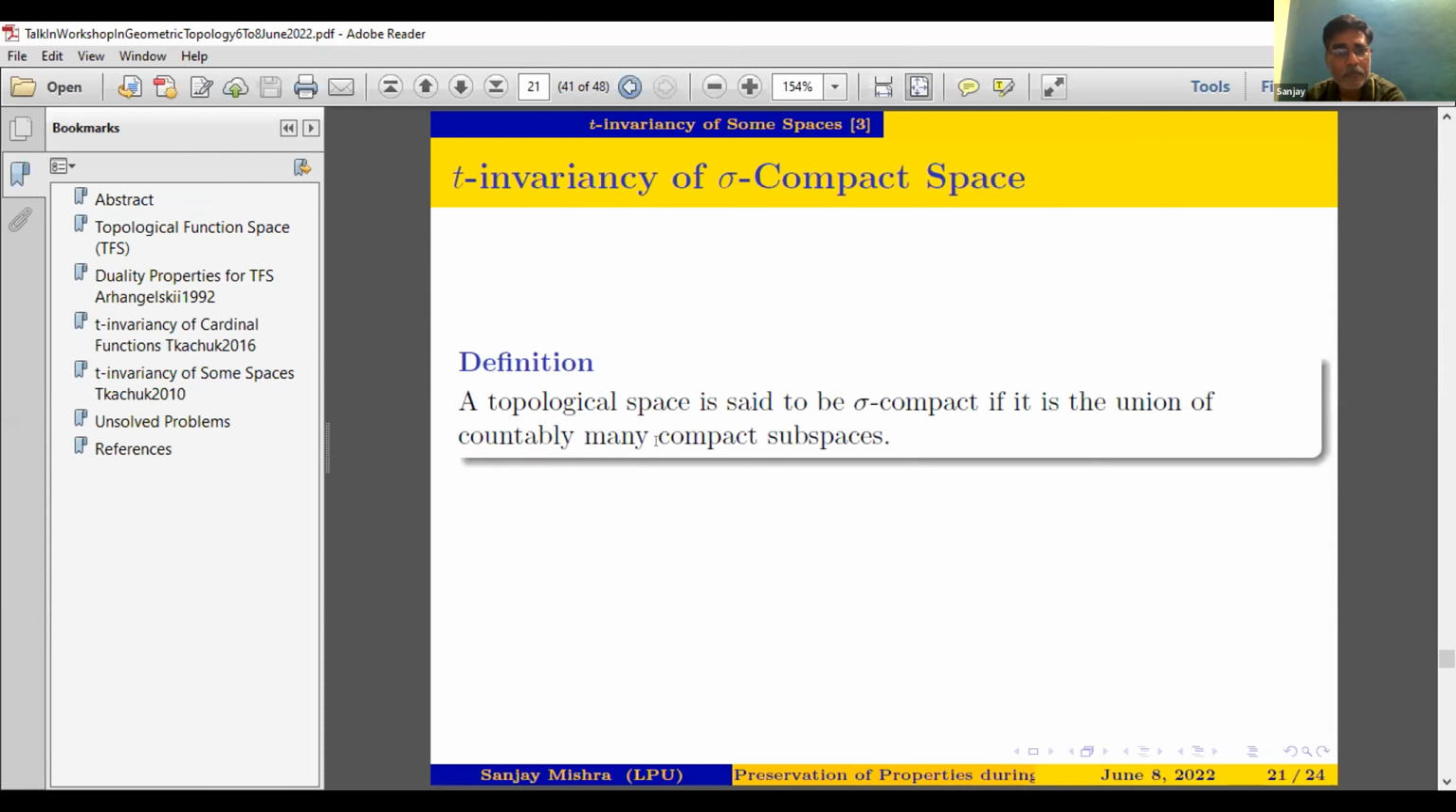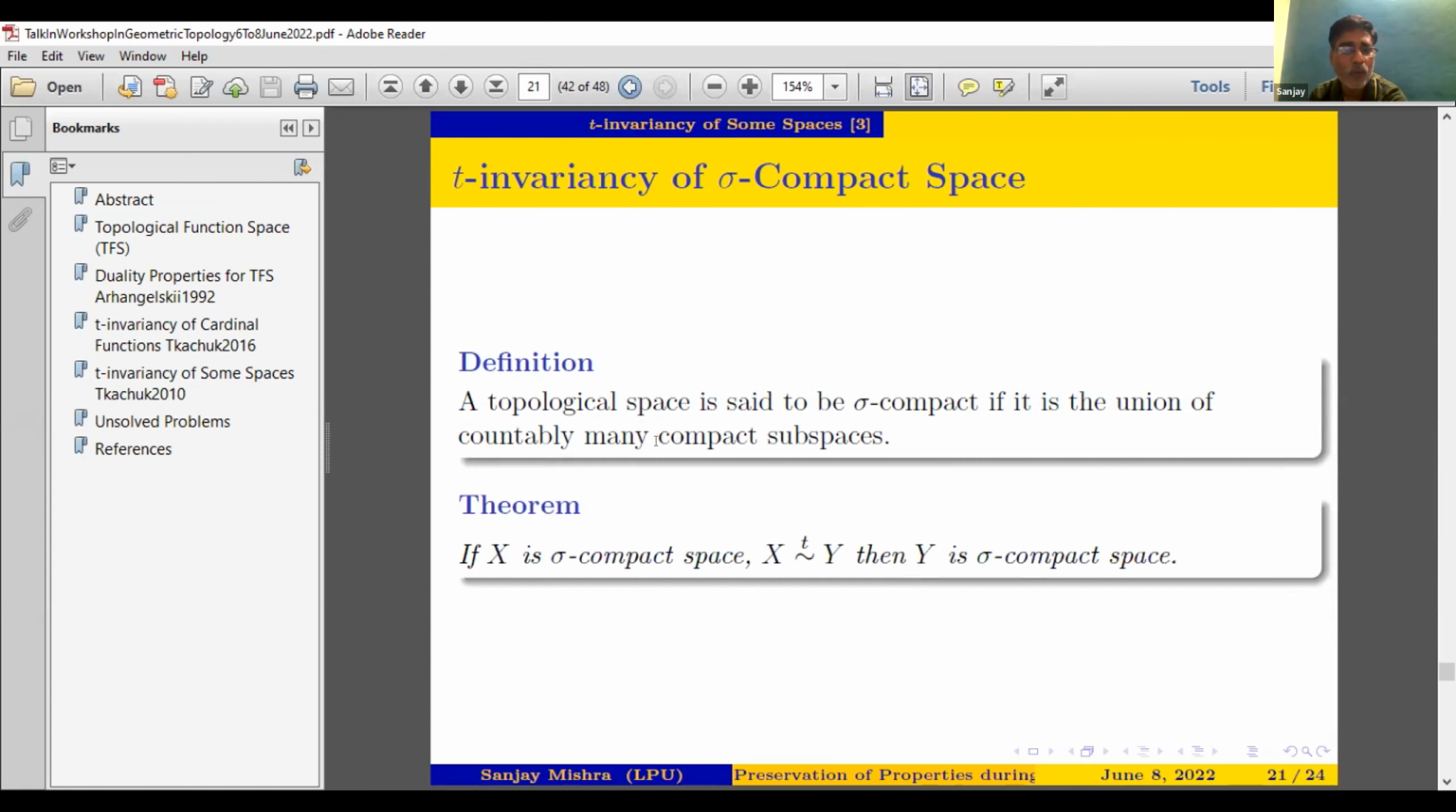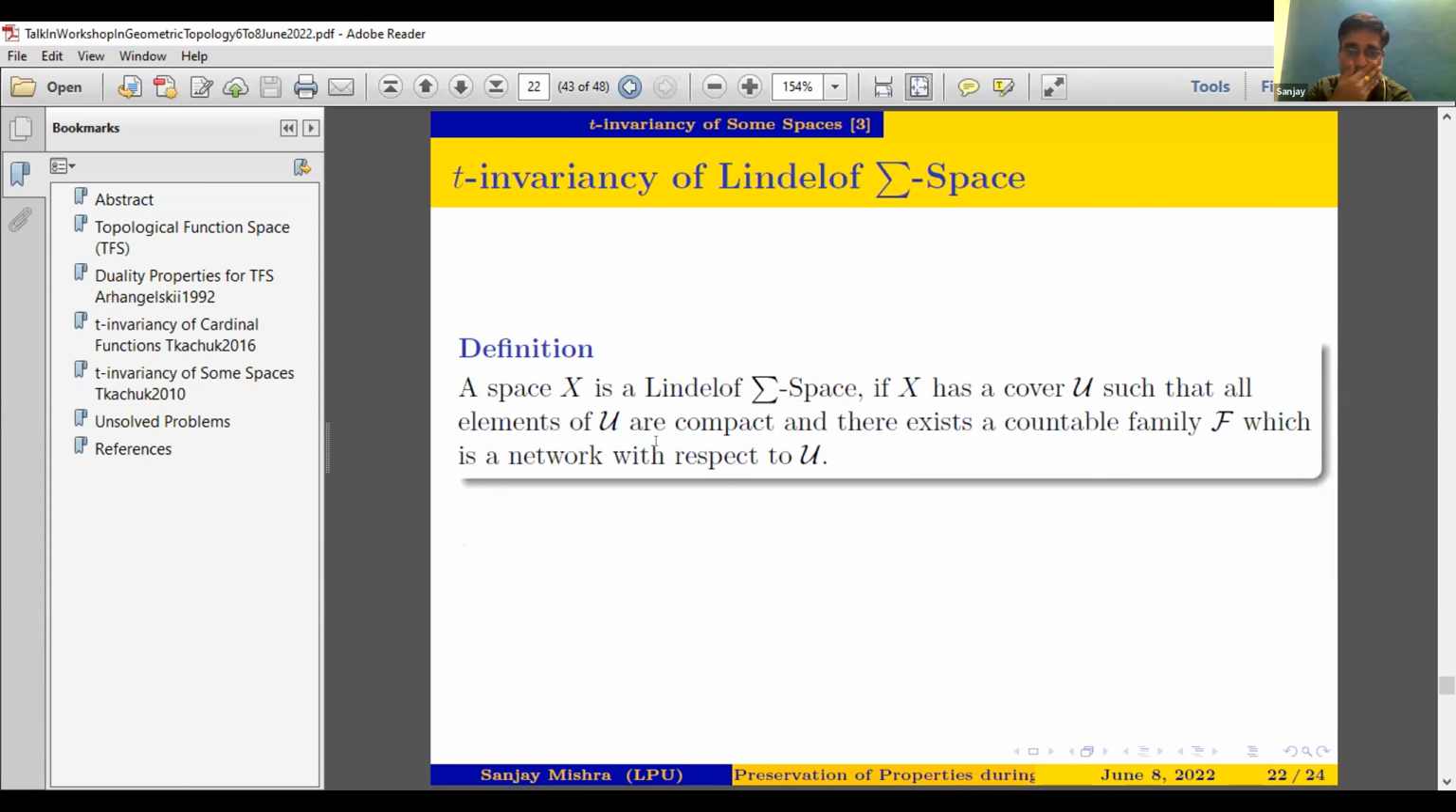Next is the sigma compact space. A topological space is said to be sigma compact if it is a union of countably many compact subspaces, and it is also a T-invariant property. If X is a sigma compact space and both are T-equivalent, then Y will also be sigma compact. Next is the Lindelof sigma space.